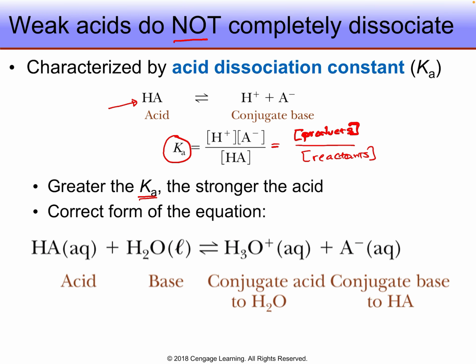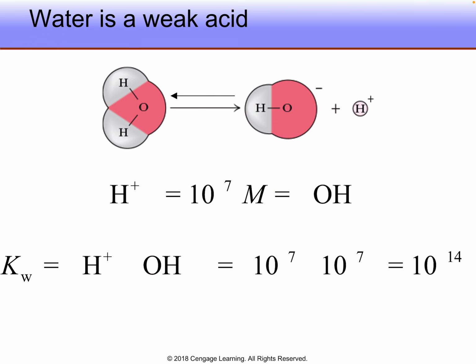Actually, the proper way to write this equilibrium expression is you take a weak acid, dissolve it in water, and what happens is this H becomes part of the water to make hydronium. And then what's left behind is A-. And hydronium is the conjugate acid of water, and A- is the conjugate base of HA. I'm going to fill in some things here.